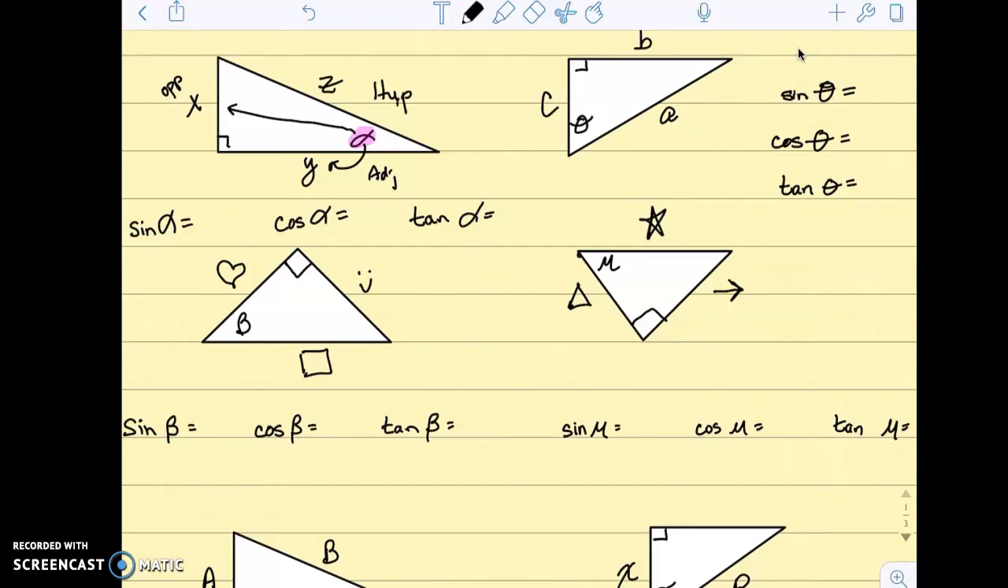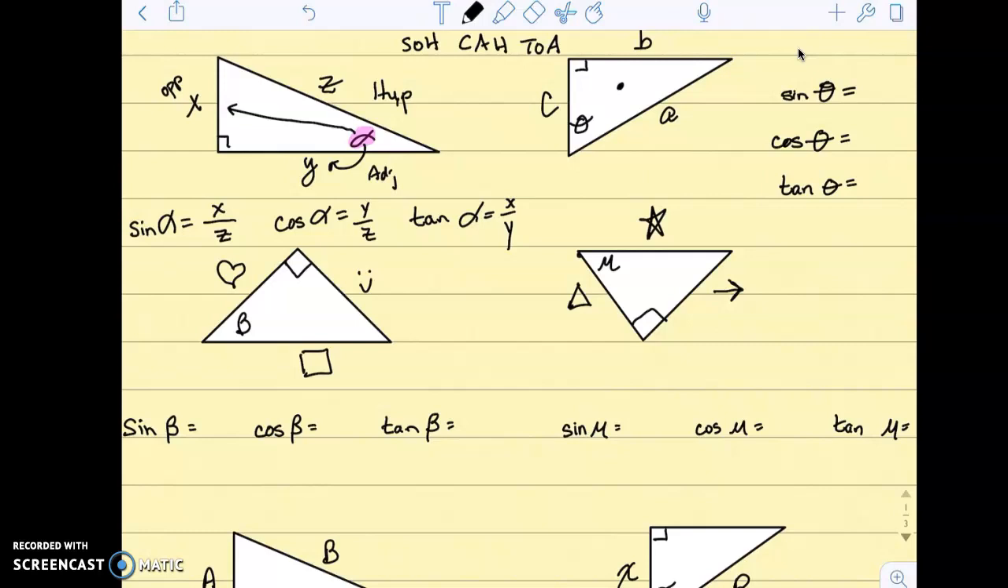Remember SOH, CAH, TOA. Make sure you have that written down somewhere you can reference it. Sine is opposite over hypotenuse. So the sine of alpha would be x over z. I can use variables. I don't have to use numbers every time. Cosine of alpha is y over z. Very good. And the tangent of alpha, opposite over adjacent, x over y.